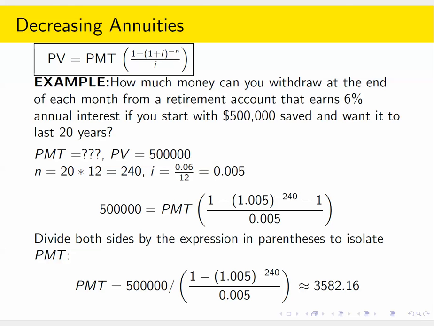So this is the sort of calculation that can tell you, once you reach retirement, and you know how much money you've put away in an annuity earning a certain interest rate, how much you can withdraw if you want your savings to last a fixed amount of time.